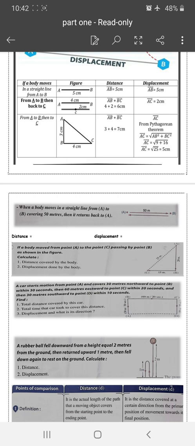From A to B, then back to C. If we move from A to B, after that we go back to C, the distance between A and B and C, AB equals 4 and BC equals 2, so 4 plus 2 equals 6 centimeters. But the displacement from A to C equals 2. Why? Because the shortest straight line between A and C is 2 centimeters.